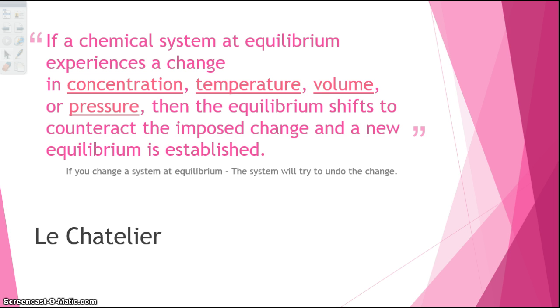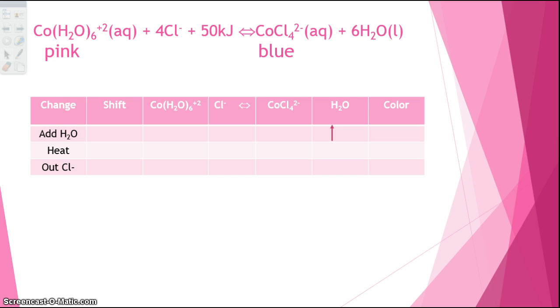So let's take a look at an actual chemical reaction, and we did this demo in class, so this should be familiar to you. Here is the reaction that we did in class. We had cobalt, which is called a complex ion because 6 waters are attached to it, reacting with 4 chloride ions and 50 kilojoules of energy. So this is an endothermic reaction to produce cobalt tetrachloride, 2 minus ion, and 6 water molecules.